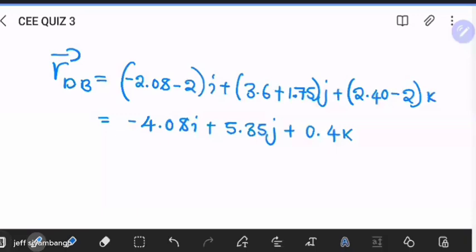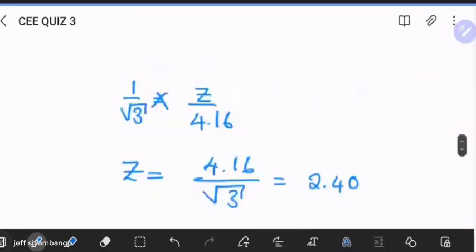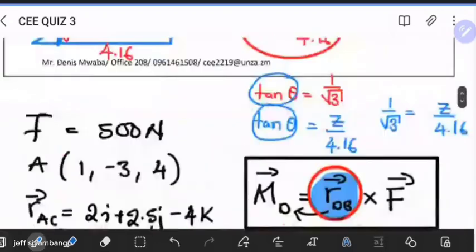So we now have RDB. With RDB figured out, remember why we needed it? We needed it for this formula here.